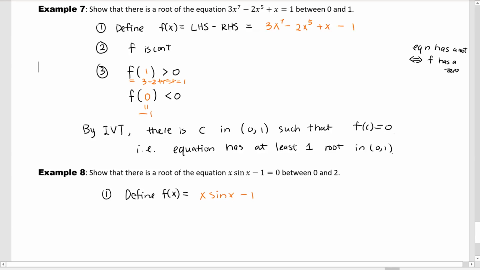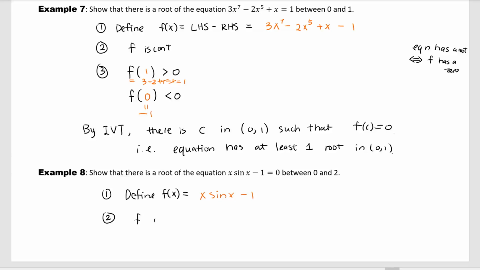And then second step, you want to verify the conditions of the intermediate value theorem, i.e. f is continuous. Is it continuous? Yeah, a linear function is continuous. Sine x is continuous everywhere. So f is continuous. Third, we want to find a number whose f is positive, and we want to find another number whose f is negative.